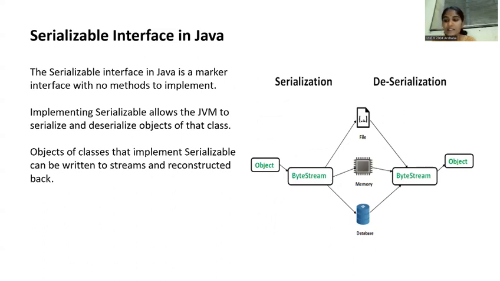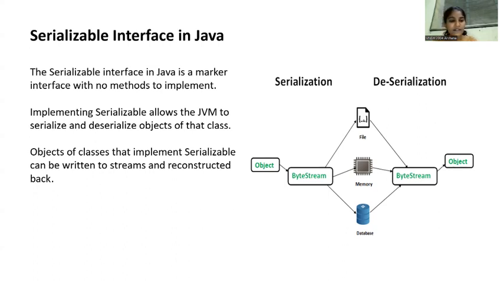And next is the Serializable interface. It is a marker interface that indicates the object of a class implementing it can be serialized. This Serializable interface is available in the java.io package. In this package, the Serializable interface can be implemented.